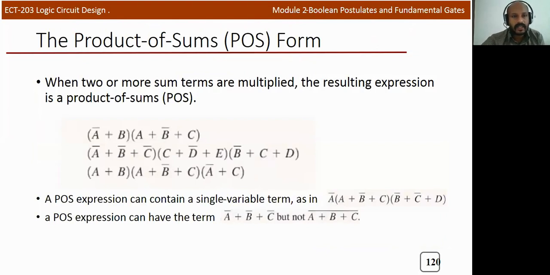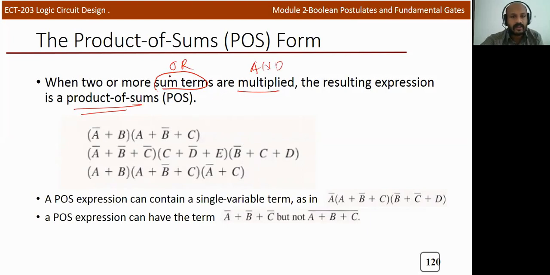Now we'll move to the other part, the product of sum form. Okay, POS form. In the previous case we discussed when two or more product terms are ORed; now it is replaced with sum terms. When two or more sum terms are multiplied, the resulting expression is known as a product of sum. In the previous case, it is an AND-OR operation. Now it is changed to OR-AND. Multiplied means it's an AND operation.